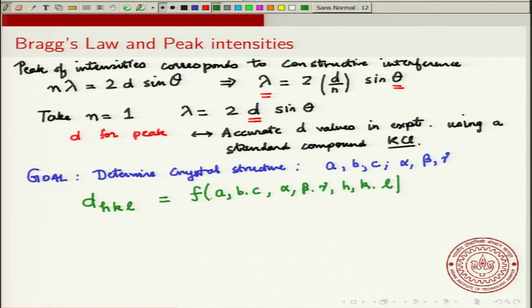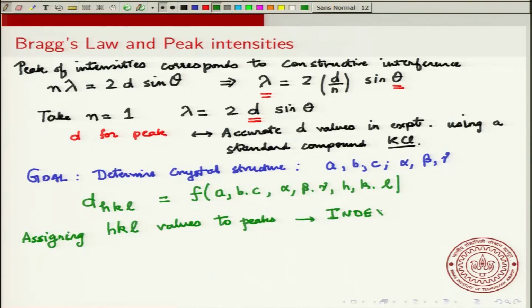So, this process of assigning hkl values to peaks is called indexing. Indexing of peaks. So, that means you are assigning Miller indices to the peaks.